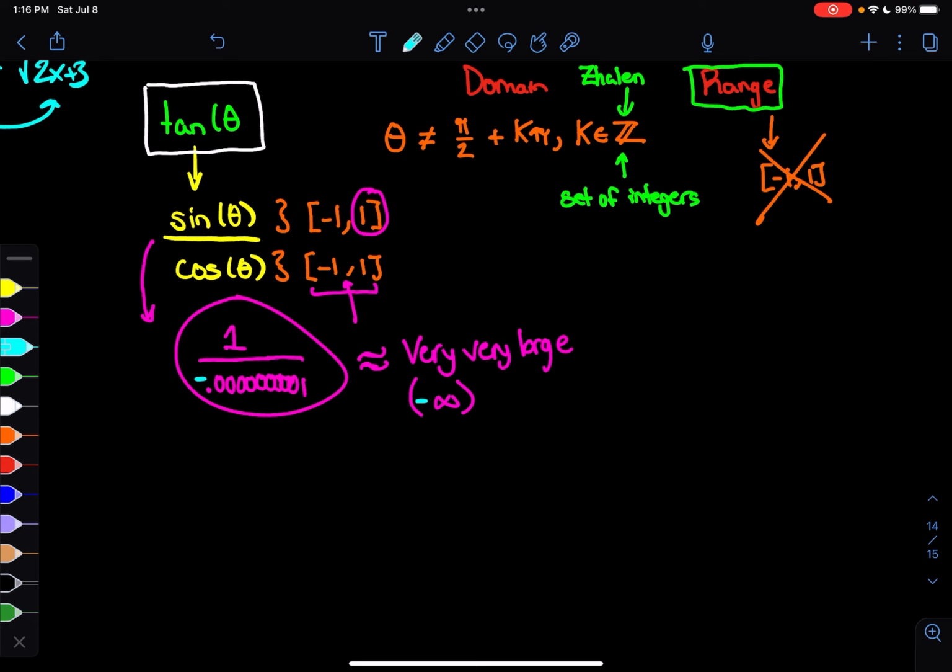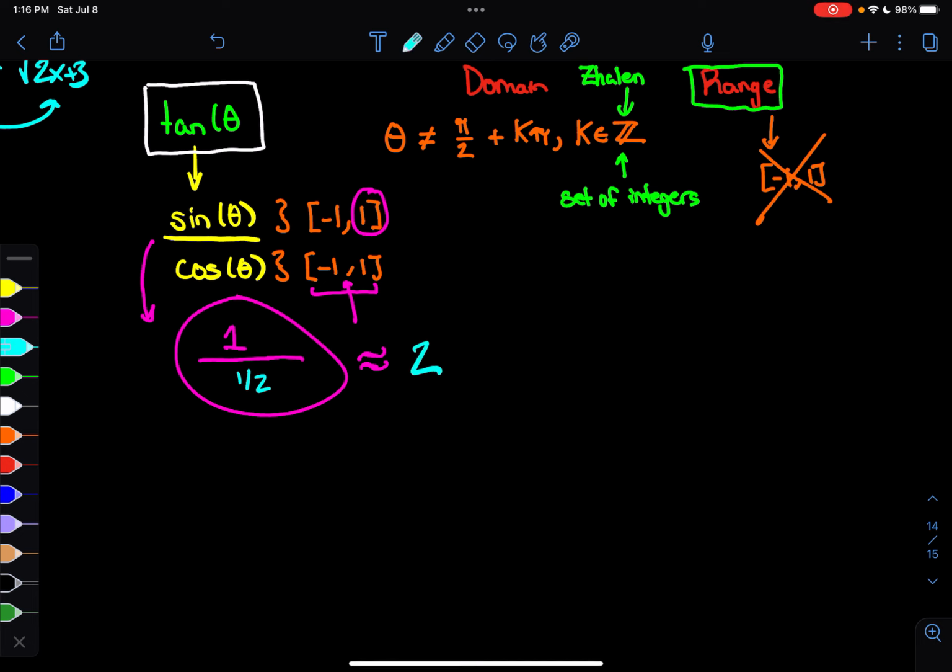And I could get any number between, right? Let's just reason this out. If cosine was equal to 1/2, which is a totally valid value for cosine, then this would equal what? Well, this would equal the number 2, right?